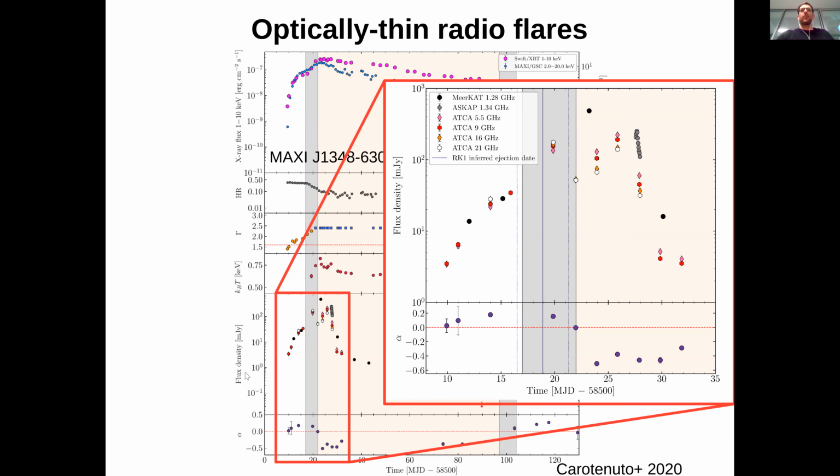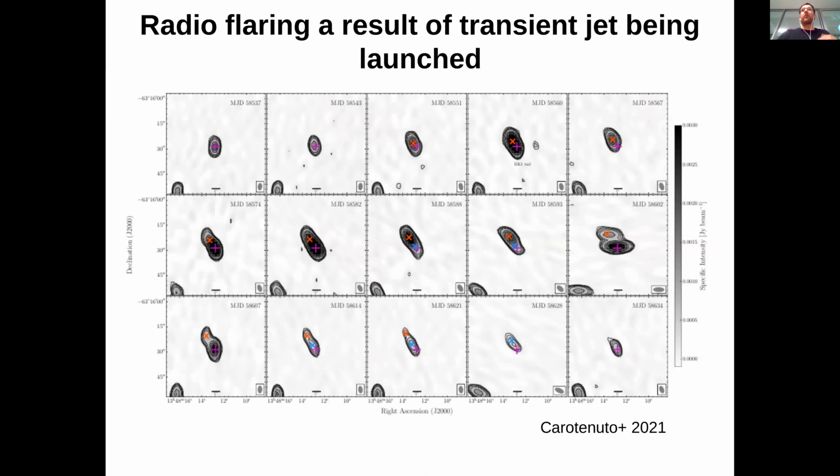Okay. Looking at some real data of this, going back to Francesco's work, you can see that we have the optically thick jet spectrum from the compact jet, which then transitions to the steep spectrum transient jet. And there's quite a bit of radio flaring going on. The reason for this was basically the launching of the relativistically moving jet knot that was observed to propagate out and away from this system.